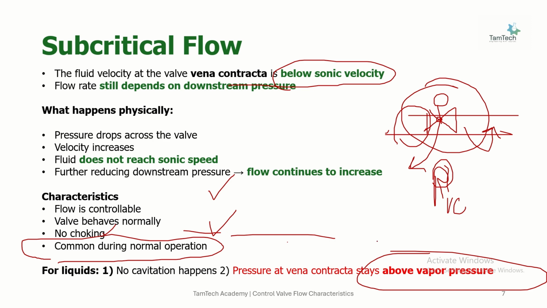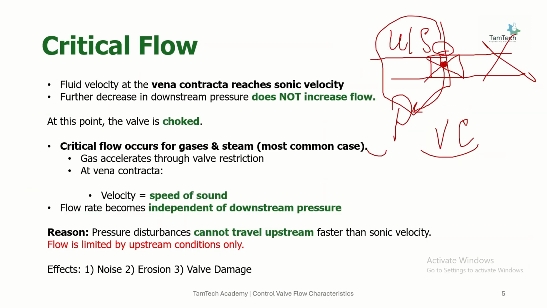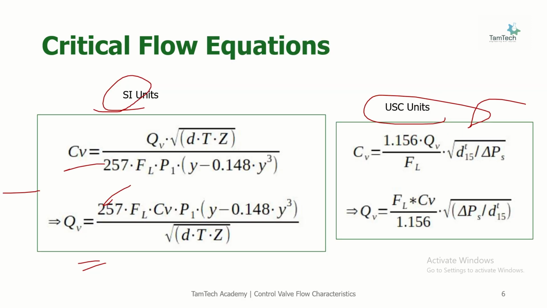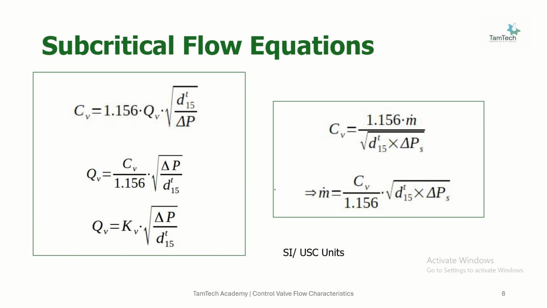So the key takeaway for the critical flow conditions: never use any subcritical equations when flow is choked, or your valve size will be completely wrong. For the subcritical flow, you should be very careful with the additional parameters, you can see it here. It's very similar to the equation that we learned before, which was Qv is equal to Cv times the square root of delta P over SG. It's very similar.